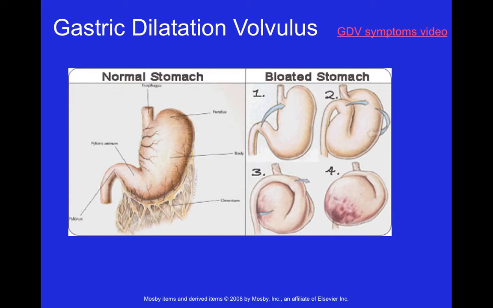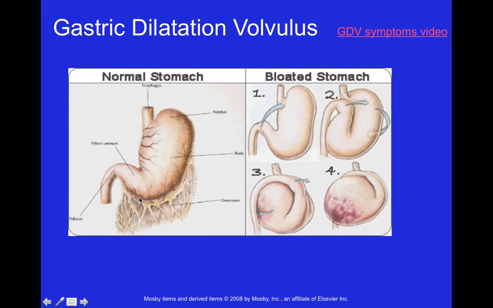So gastric dilatation volvulus is one that's really important, and I recommend you click on this little GDV symptoms video here. Gastric dilatation volvulus occurs typically in dogs, anywhere from about 65 pounds and up. So Labs, Shepherds, Great Danes are the number one dog breeds to have this disease. Great Danes, it's about a 50-50 chance, even if all the precautions are taken, that your dog will have gastric dilatation volvulus.